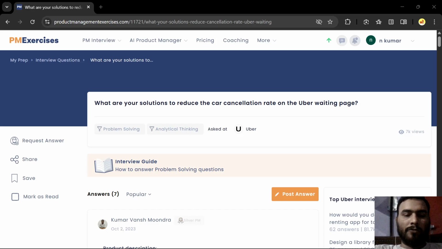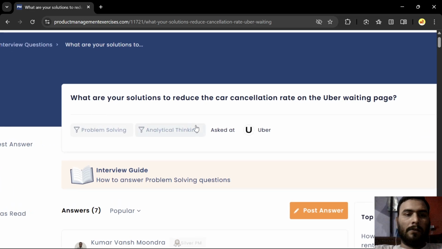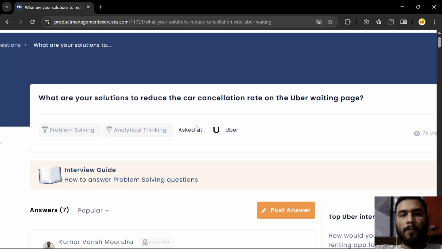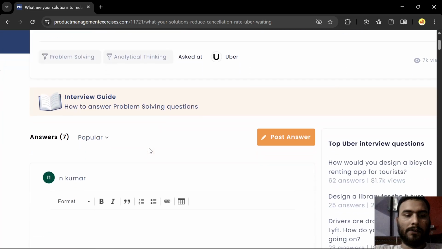Hi everyone. So today let us discuss one of the questions that I've taken. What are your solutions to reduce the car cancellation rate on the Uber waiting page? So this is under problem solving and analytical.